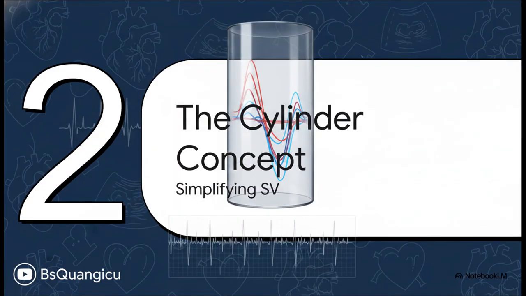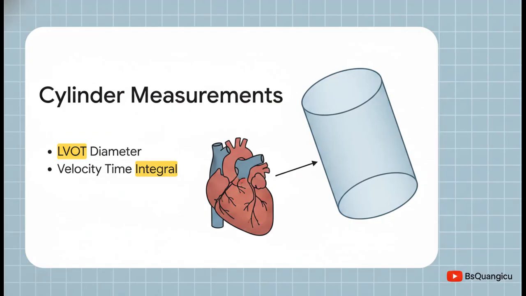Which brings us to Section 2, the cylinder concept. This is all about simplifying stroke volume. The material presents a massive aha moment here. Stroke volume is simply a cylinder of blood leaving the left ventricle through the left ventricular outflow tract, or LVOT. To figure out that volume, we just use basic high school geometry. Think back to math class. We need the width of the cylinder, which is our LVOT diameter, and we need the length. In this case, the length is the literal distance a single blood cell travels in one heartbeat. We call that length the velocity time integral, or VTI. So you get the width, you get the length, boom, you've got your volume.